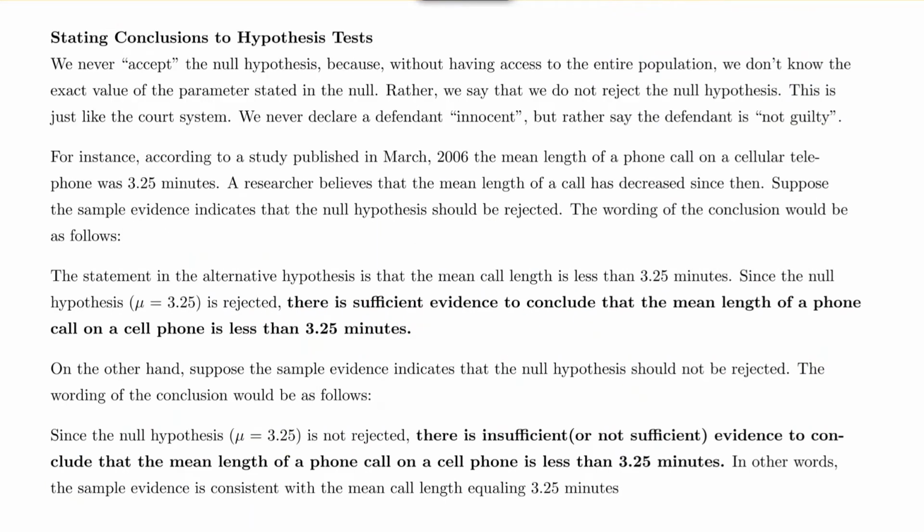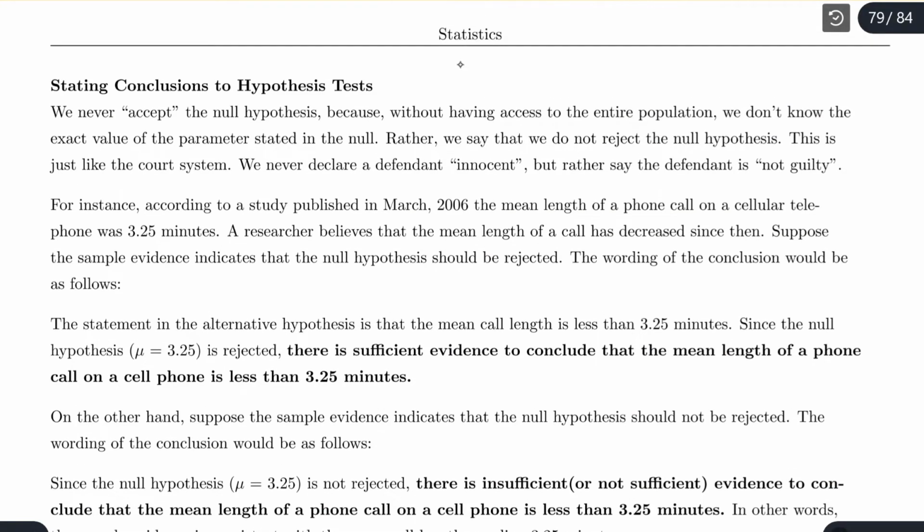Stating conclusion to hypothesis test. So important thing is, again, let's write H naught and H1. And we always write the conclusion around H naught. Either we reject this, that means we take H1 as the conclusion. If we don't reject H naught, that means we take H naught as the conclusion. That's the basic idea.